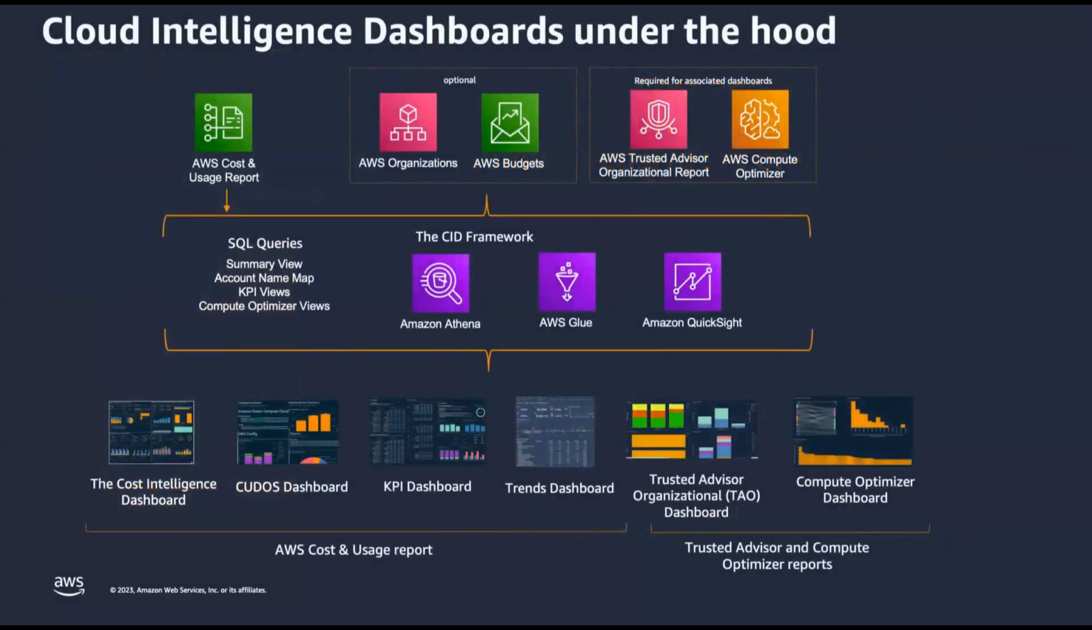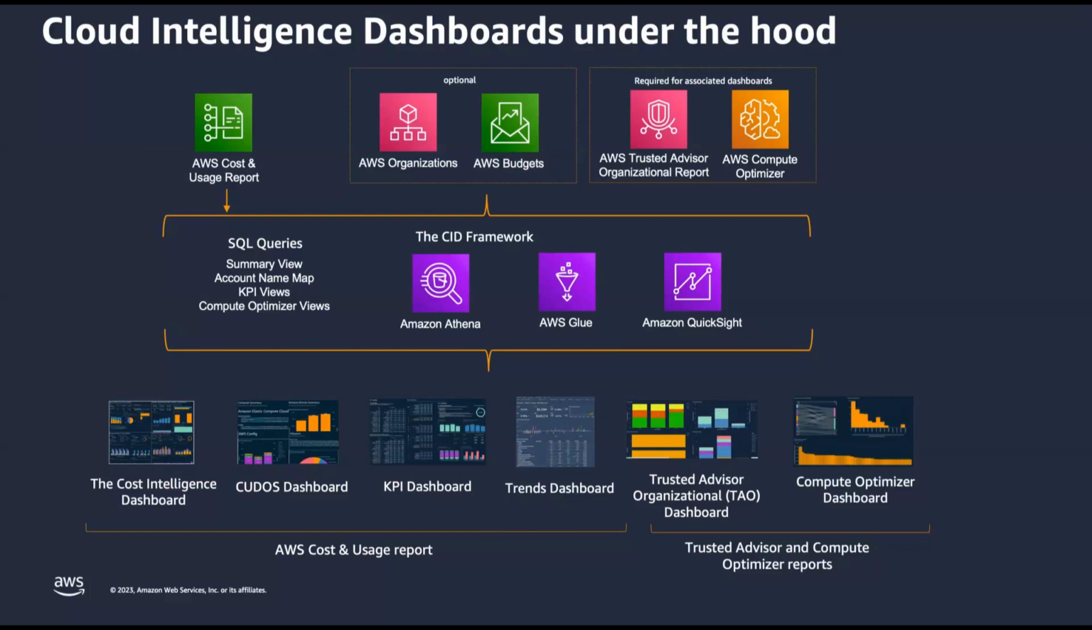As an alternative, you can choose a different path for getting that data, which is to deploy what's called the Cloud Intelligence Dashboards. A Cloud Intelligence Dashboard is a framework that is available and maintained by a team here at AWS. This Cloud Intelligence framework, once deployed, is going to allow you to do all these things that you see here on the screen. So it's going to pull the cost and usage report data. It can potentially pull from Organizations and Budgets. It can potentially pull from Trusted Advisor or from the Compute Optimizer.